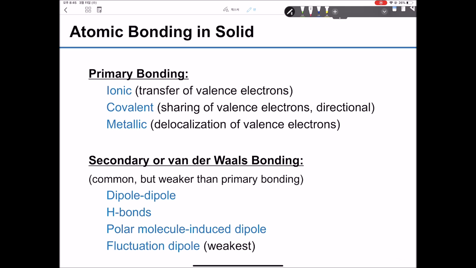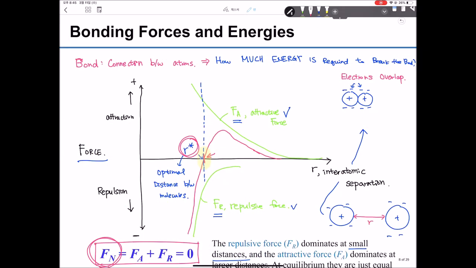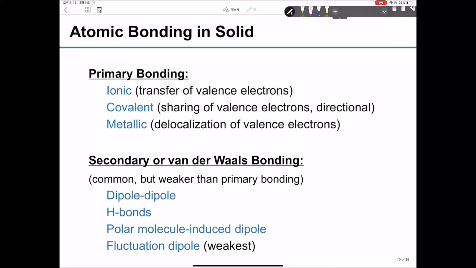So that was a very basic introduction to the bonding forces and bonding energies between two atoms. And let's look at this more closely, right?